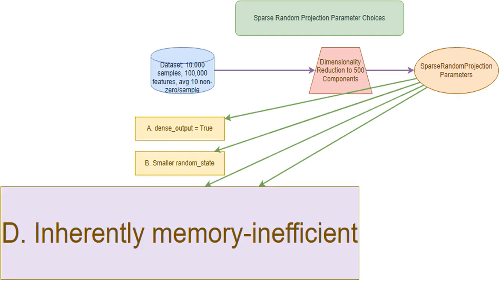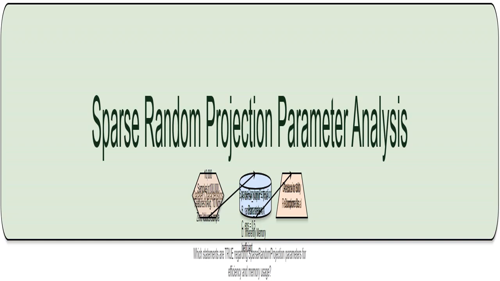This statement suggests that sparse random projection is inherently bad for memory, regardless of parameters. This is incorrect. The algorithm is specifically designed to be memory efficient for sparse data. This statement is incorrect.